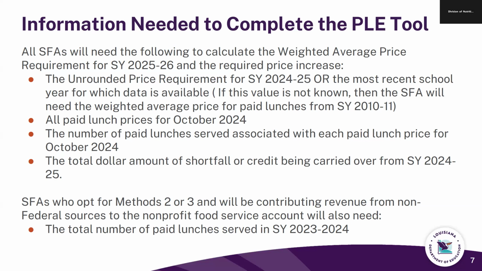So hopefully you have your tool from last school year, because we'll talk about where you can find that information in last year's PLE tool that you completed. You're also going to need all of your paid lunch prices for October of 2024. You're going to need the number of paid lunches served associated with each paid lunch price for October 24. So if you charge different prices for different grade levels, you need all the different grade level prices. And then you're also going to need the total dollar amount of shortfall or credit being carried over from school year 24-25, which will also be found on last year's tool.